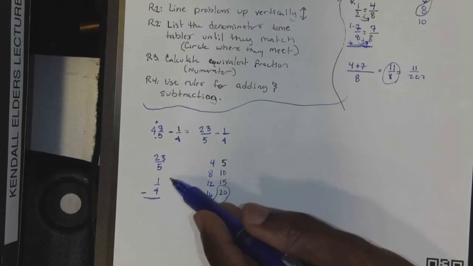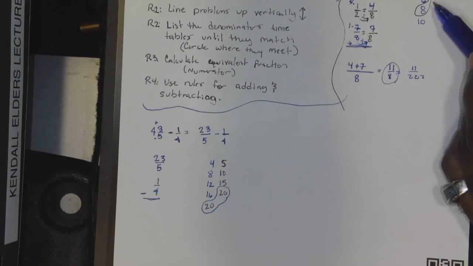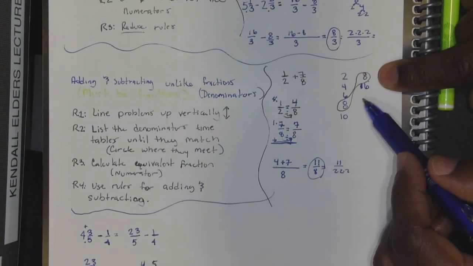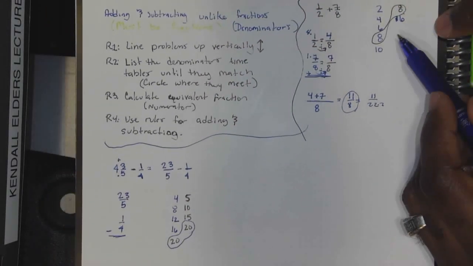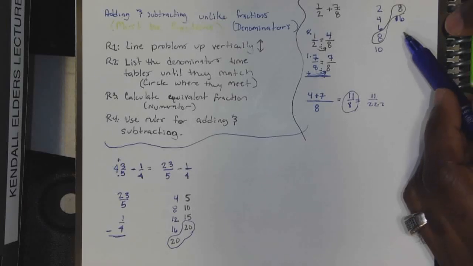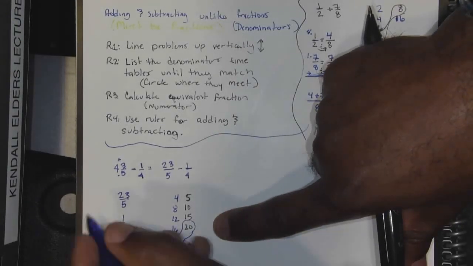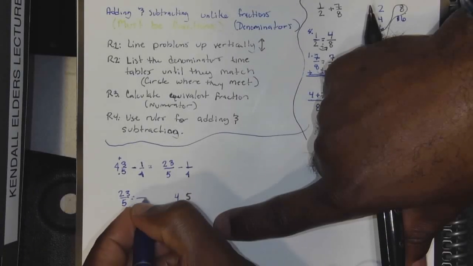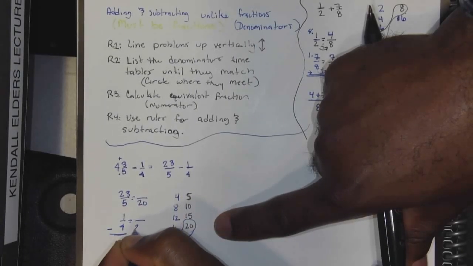Now I want to show you something. You see how 4 and 5, when you multiply, we got 20. But when we multiply 2 and 4, we didn't get the common denominator of this problem. That's why it's best to list them out so you can see them. Sometimes they'll multiply, but a lot of times they won't. So after you find your least common denominator, come beside your problem and make that your denominator.